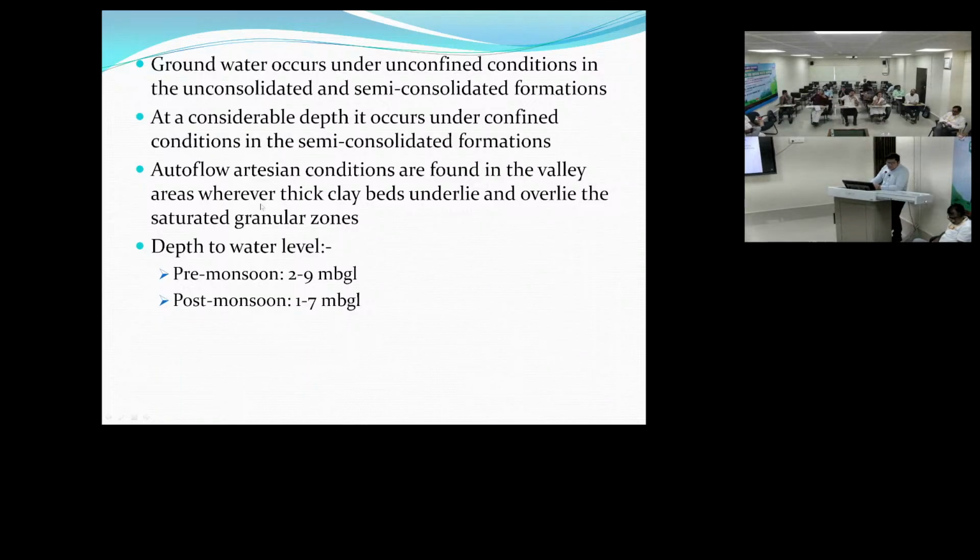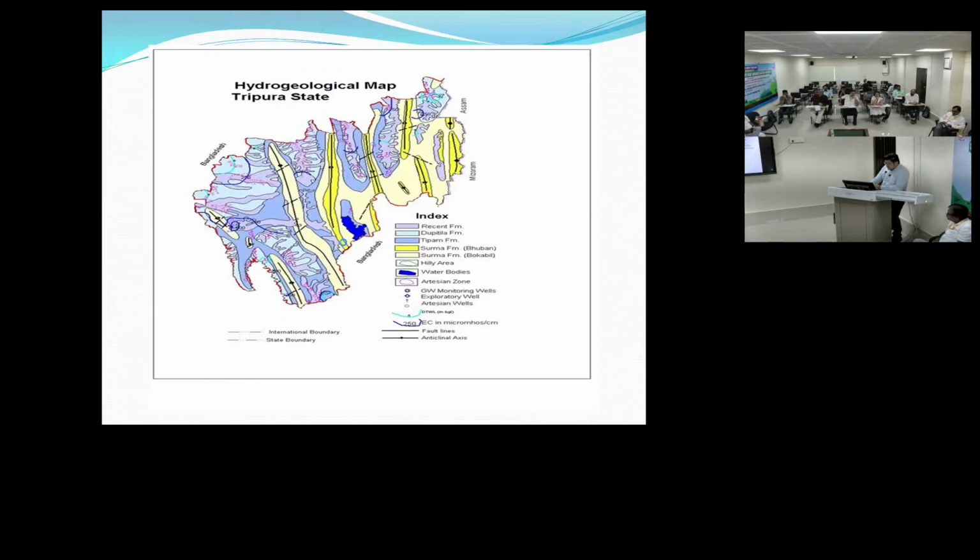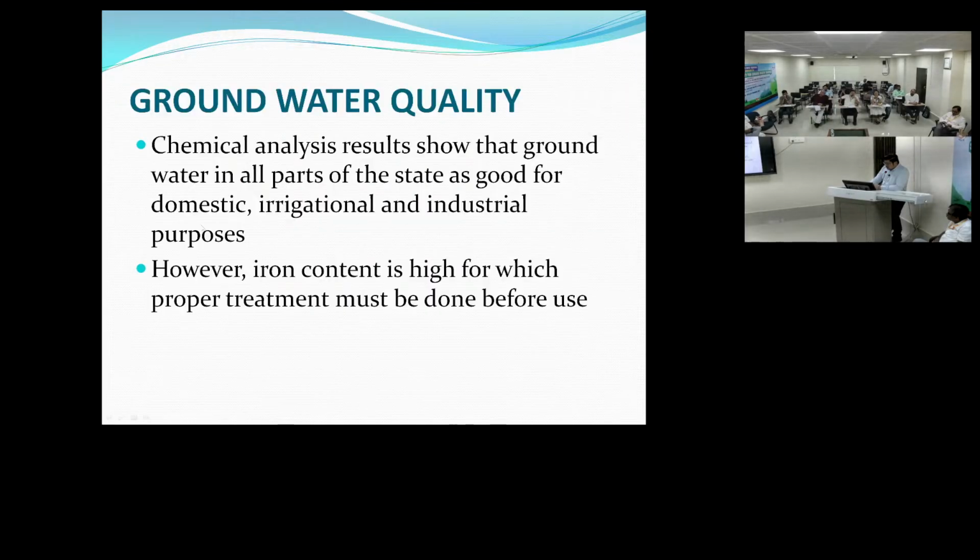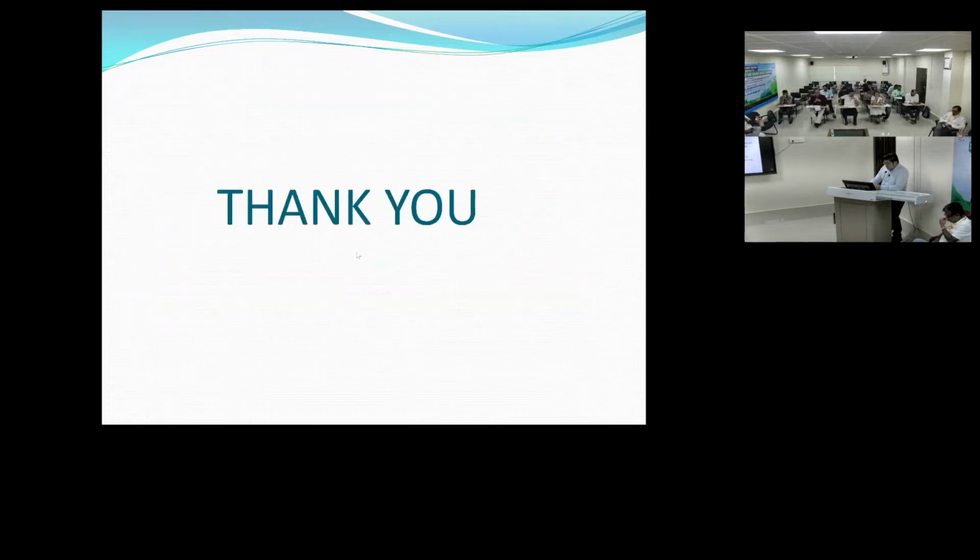Auto-flow artesian or flowing conditions you can find where thick clay beds overlie the saturated granular zones. Depth to water level is around 2 to 9 meters in pre-monsoon and 1 to 7 meters in post-monsoon. Quality wise, the water is good in all parts of the state for domestic use. However, iron content is found to be high in some parts, beyond the permissible limit.